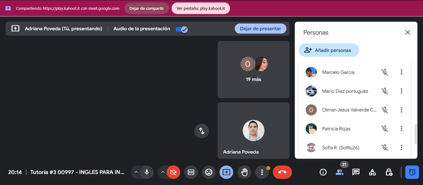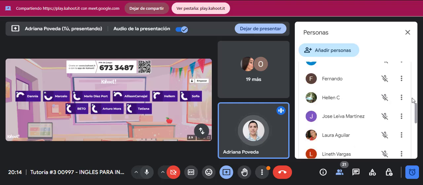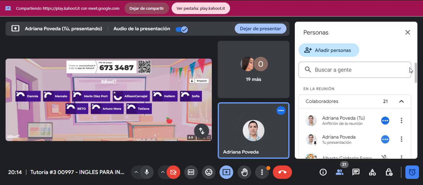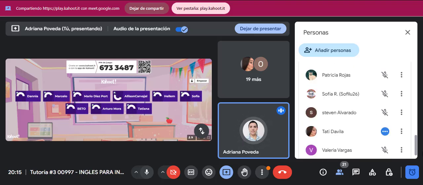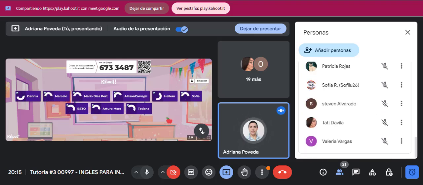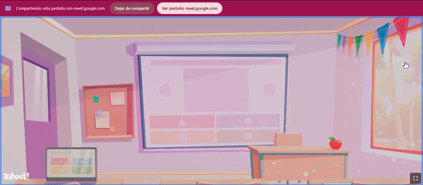Okay, we have 9 people in the game. Should I wait for someone else, or are you ready? Is someone trying to join the Kahoot and should we wait for them, or do we start? Remember that if you cannot join, you can also play by answering the questions for yourself. There is no problem. Okay, so let's start with the ones who are ready.